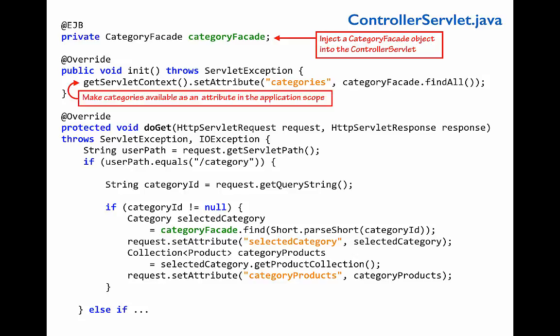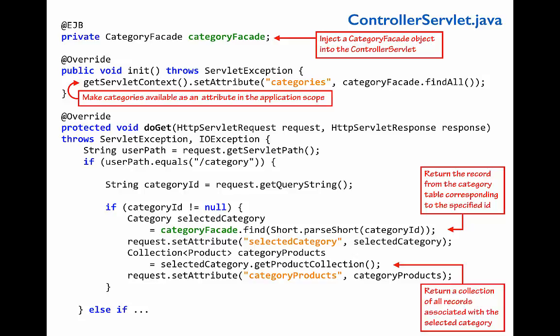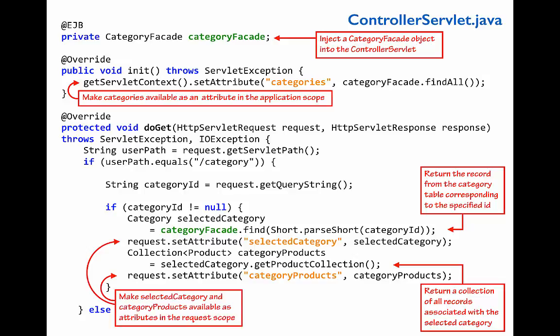Next, we create an attribute named categories, which is the list of all the category records, and we add it to the application scope. Inside the doGet method, assuming the query string is not null, we get the category record that corresponds to the category ID. We also get the collection of product records that is associated with the selected category. For both of these objects, we add them as attributes to the request scope.